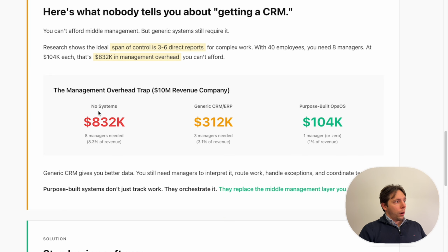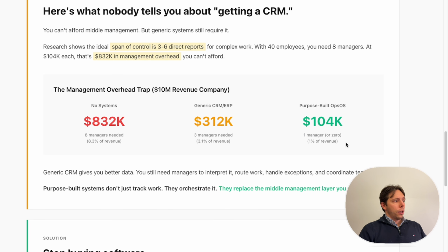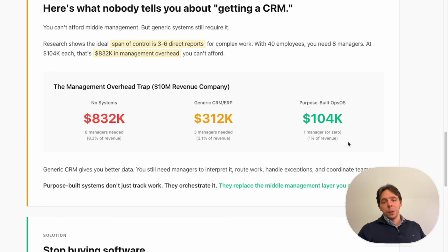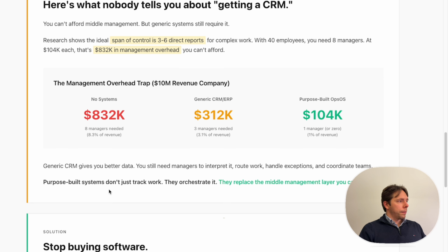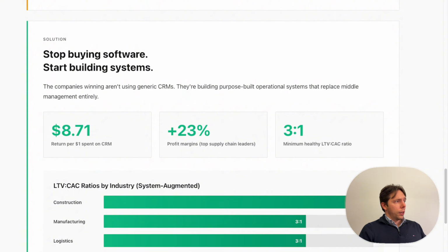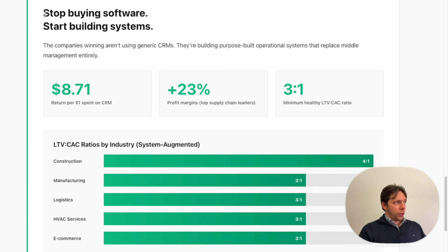So what we propose is to increase the amount of direct reports you can manage per manager. It's something that we saw in the document yesterday, in yesterday's video, I can link it there. But the purpose of the systems is to not just track work. They orchestrate it. They replace the middle manager layer you can't afford. So the goal is to stop buying software and to use software as a piece of the overall system.